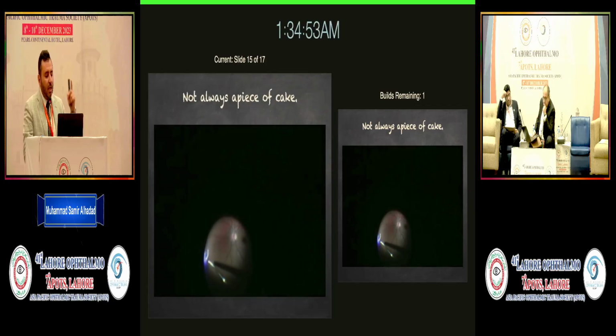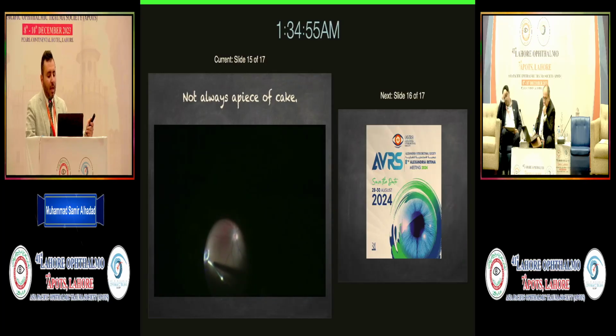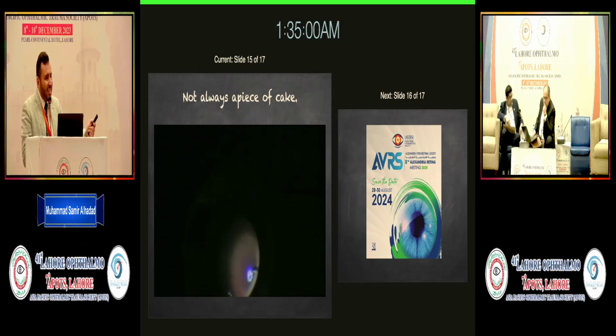It is not always a piece of cake. This is a traumatic vitreous hemorrhage with traumatic submacular hemorrhage since about 6 weeks.